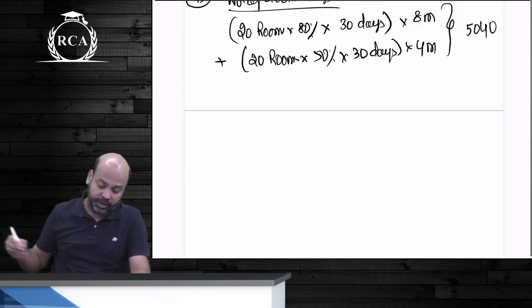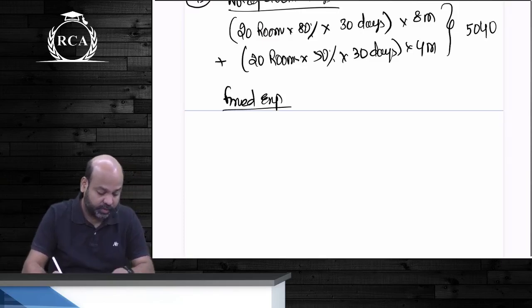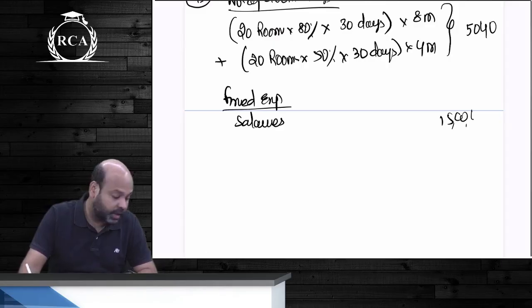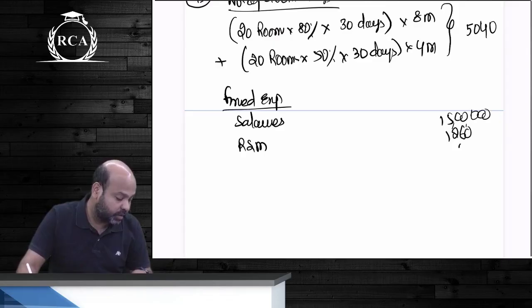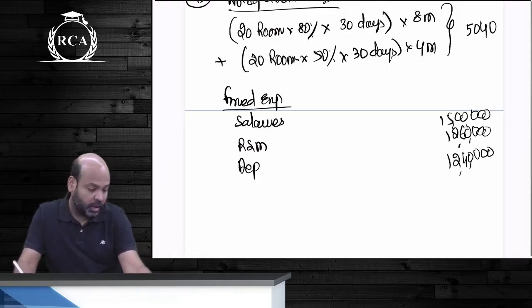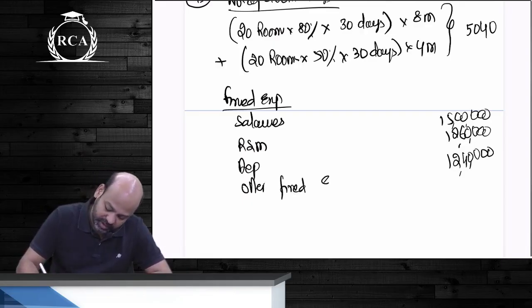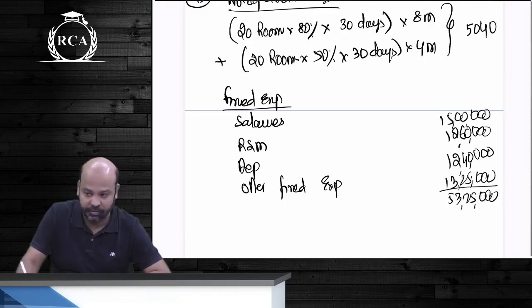Now just add all the expenses, beta. Fixed expenses, make the cost statement properly, guys. Salaries, how much are they, beta? Salaries are 15 lakhs. Next, beta, repairs and maintenance 12,60,000. Next, beta, depreciation 12,40,000. Other fixed expenses, guys, 13,25,000. Total 53,25,000. Write the total also, beta, 53,25,000. These are your fixed expenses.